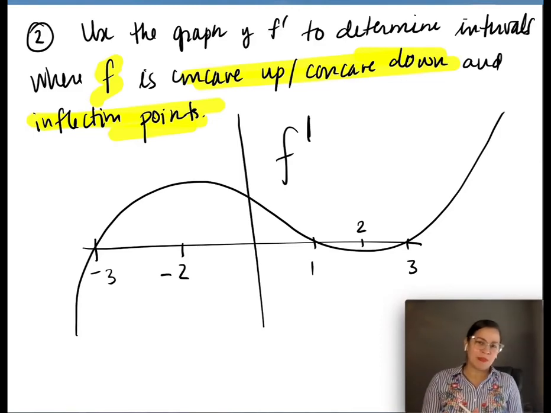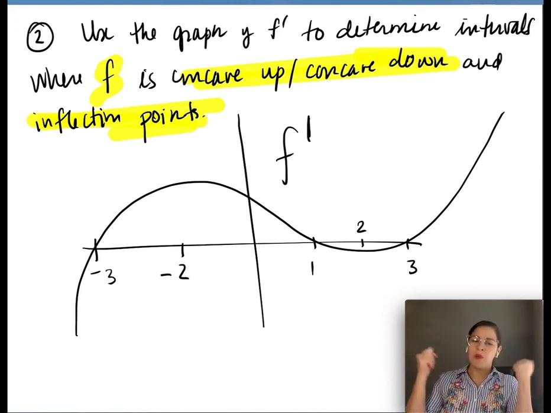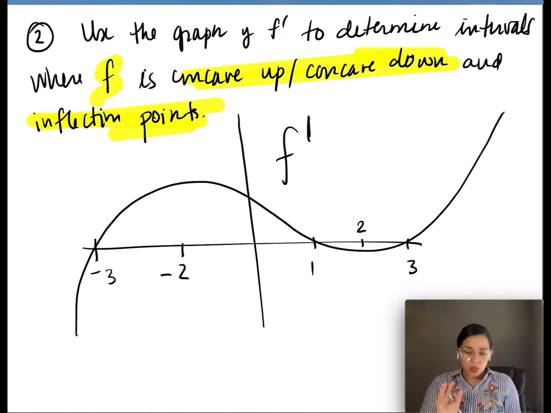Okay, so let's start this problem. In this case, we have the graph of the derivative of the function, and we have to use the graph of the derivative of f to determine the intervals where the function f is concave up and concave down. So we go back to the definition of concavity: whenever the derivative increases, the function is concave up. Whenever the derivative decreases, the function is concave down.